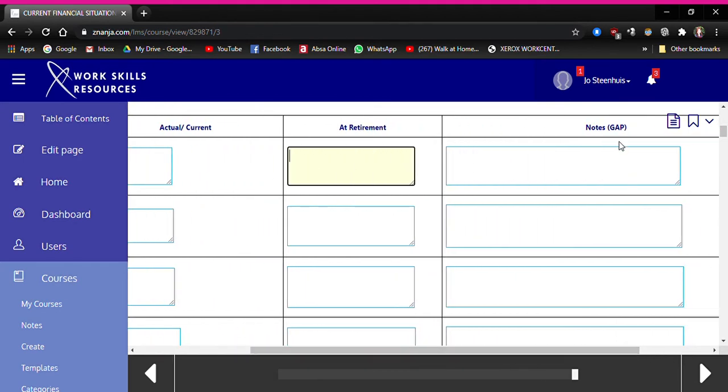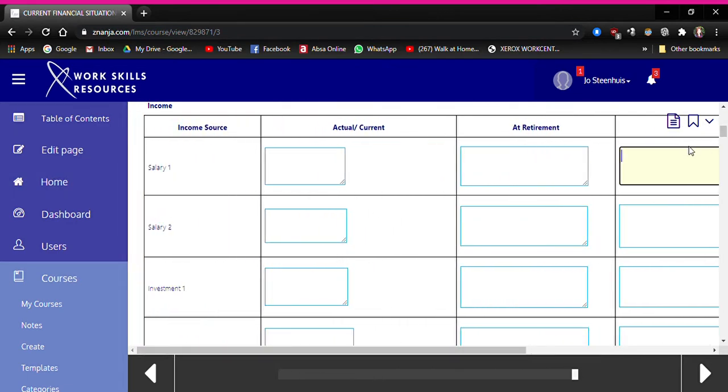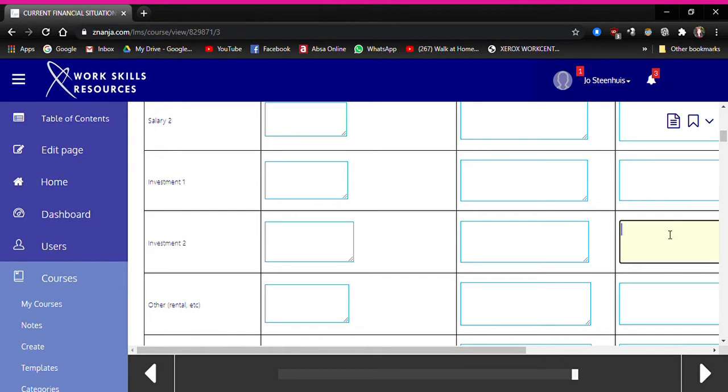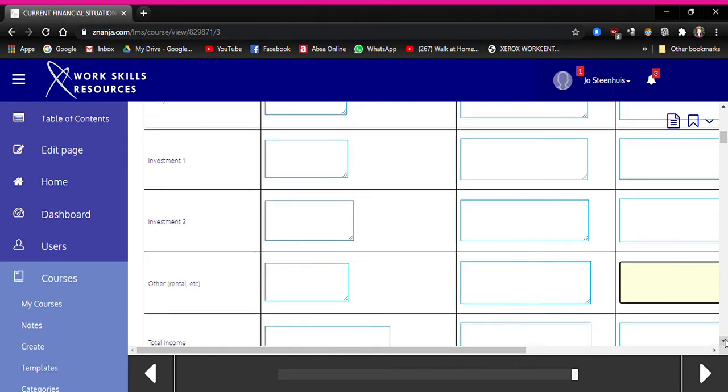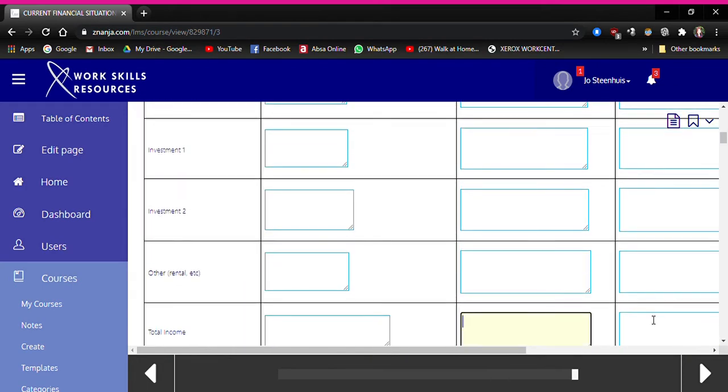And then, of course, you have notes. So, any notes that you want to make here for yourself, reminders with regards to salary 1. That could be now, and of course, reminders about what you need to do to plan for retirement. Notes on salary 2, notes on investment 1. Maybe you want to reflect, refer, go speak to your financial consultant. Notes on investment 2, and then notes on any other ideas for income that you may wish to have. Total income, what is happening now? Total income for retirement, and then any note you might have.